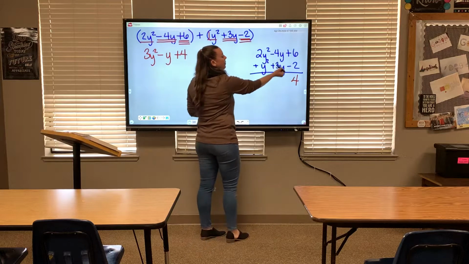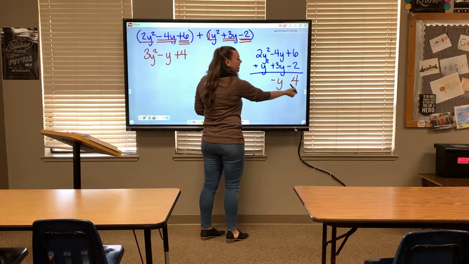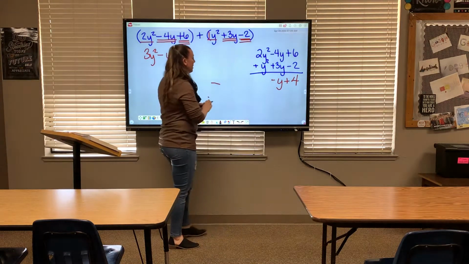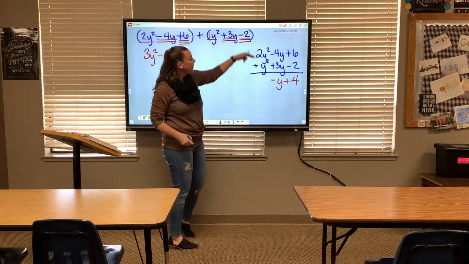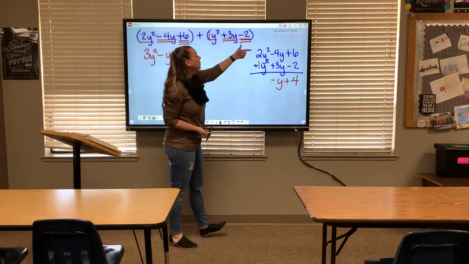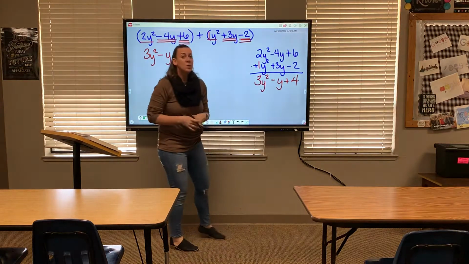Then I have a negative 4 and a positive 3, so that's going to give me a negative 1y. I didn't put a symbol here, so if it's a positive, I want to make sure that I put a plus sign there so that I can combine like terms properly. And then I have a 2y squared. Again, this is an understood 1, so 2 plus 1 is 3y squared. So that's how we add.